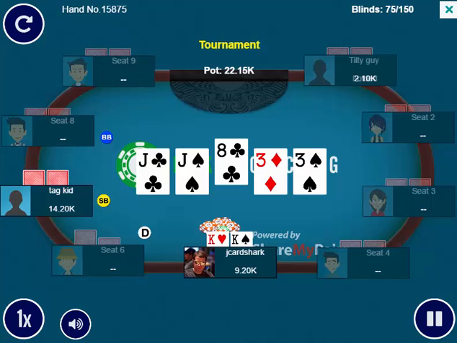I think it's good. It's just an example of how to be a little bit cautious post-flop, but then once it becomes clear you have the best hand, you can go for value.